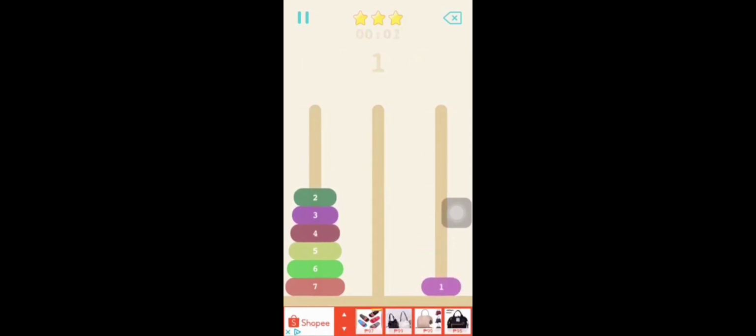Then, the second disc to the second rod. Then, we will put the first disc to the second rod. Then, we will put the third disc to the third rod. Then, we will put the first disc to the first rod.